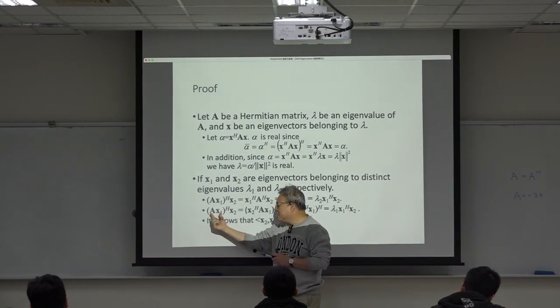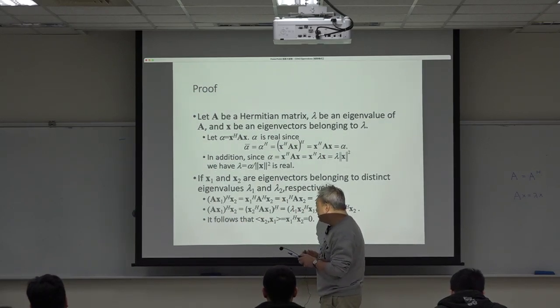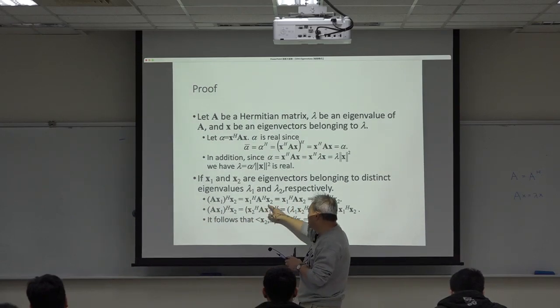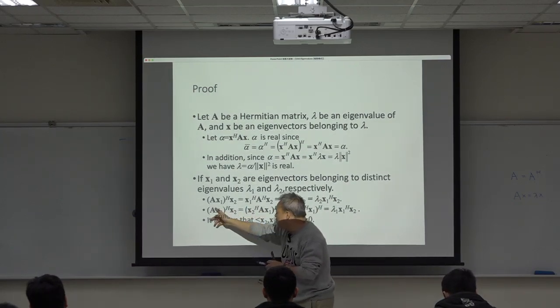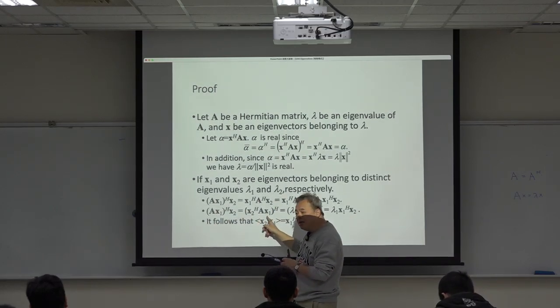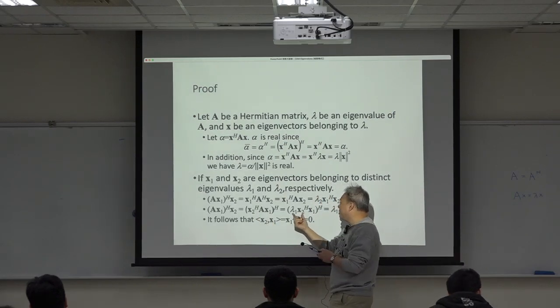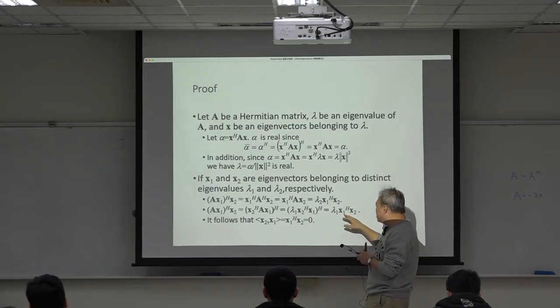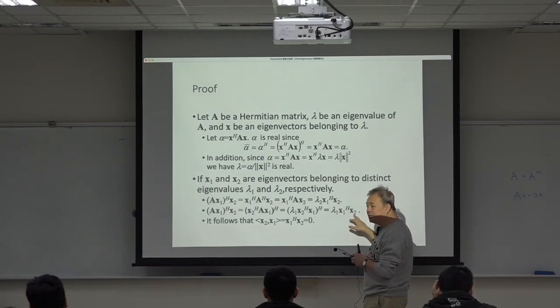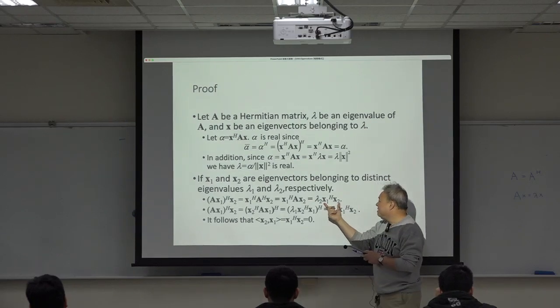Then for (Ax1)^H x2, we can make the whole thing an H and apply H inside here, so it becomes x2^H, and then H and H cancel, so it becomes Ax1. Then we know this one will be lambda 1 x1, so we get lambda 1 x1^H x2. So this one and this one are the same: one gives us this, one gives us this.